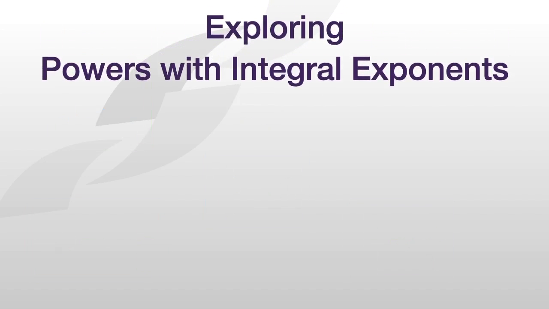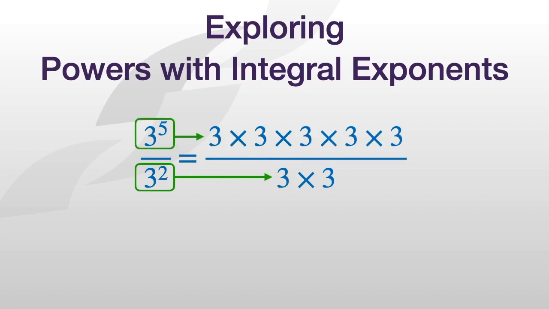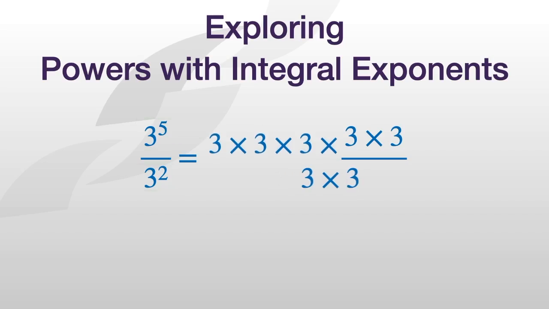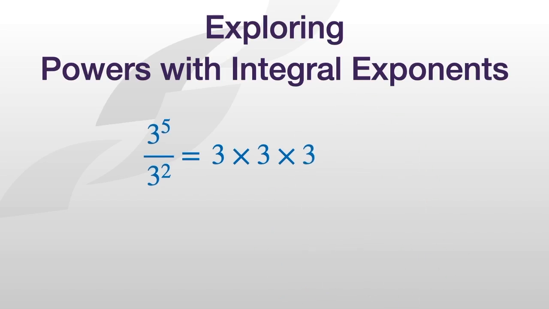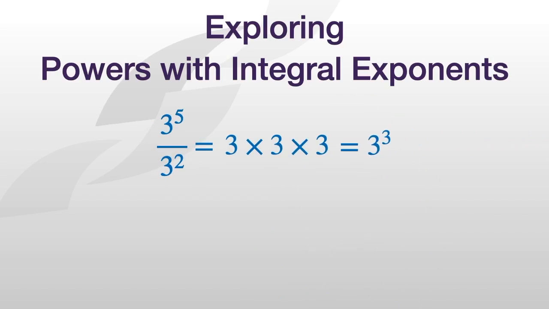In order to explore a more conceptual way to understand negative exponents, we first need to see what happens when we divide powers. This is something your child learned in Math 9. First, we express the powers as repeated multiplication. Notice we have a 3 times 3 in both the numerator and denominator, and this is equivalent to multiplying by 1. So we can remove this from our product. So our quotient is equal to 3 to the power of 3.